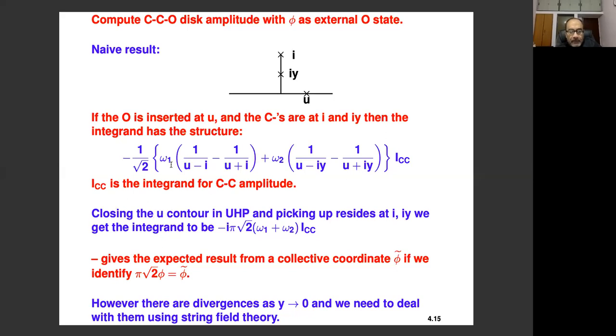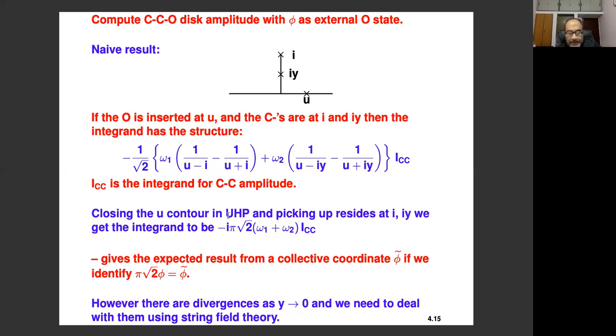And so now the u is being integrated along the real axis. So you can close the u contour, say in the upper half plane, and just evaluate this using the residue theorem. You pick up the residues at u equal to I and u equal to iy. I should have said this ICC is whatever is the integrand for the amplitude without this vertex operator, which we had seen yesterday in the computation of this one-point function. But let's just write it as ICC. So now if you do the u integral, you will get this. That's minus 1 over root 2, and then 2 pi I combines to give you minus I pi root 2.